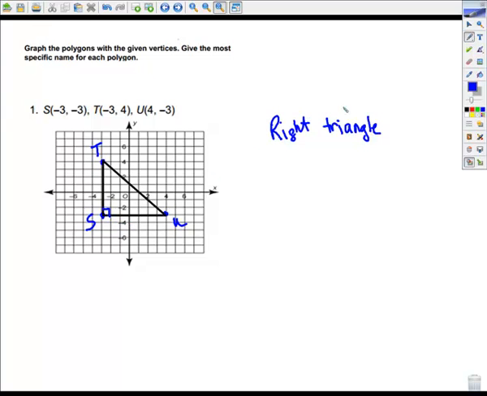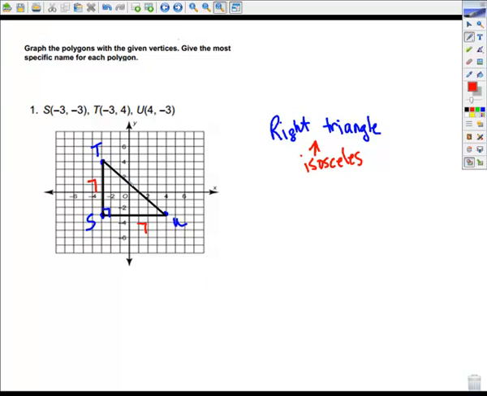It's nice that they're giving me vertical and horizontal lines to start out with. So from S to T, it's 1, 2, 3, 4, 5, 6, it looks like 7. And from S to U, it's 1, 2, 3, 4, 5, 6, 7. So I know that this is a right isosceles triangle. So a right isosceles triangle. That's as specific as I can get.